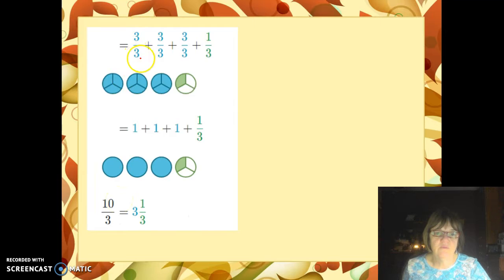Okay, we can rewrite it. I'm going just backwards of what we did a few minutes ago. Okay, we can rewrite it as 3 over 3 plus 3 over 3 plus 3 over 3 and plus 1/3. Now, add up these ones because 3 over 3 is just a 1, right? This shows us a whole. These are all 3/3 wholes.